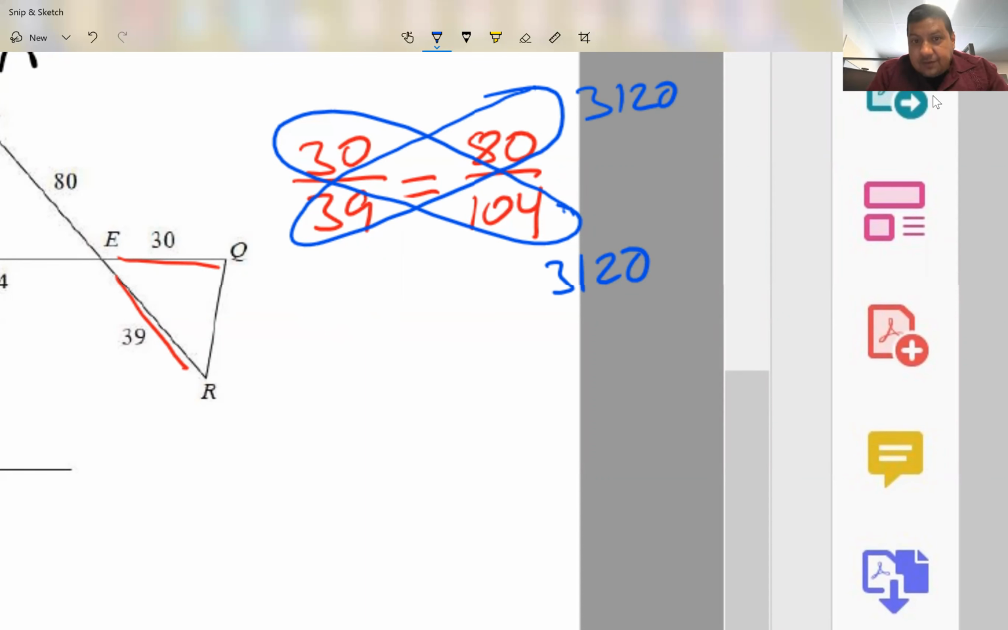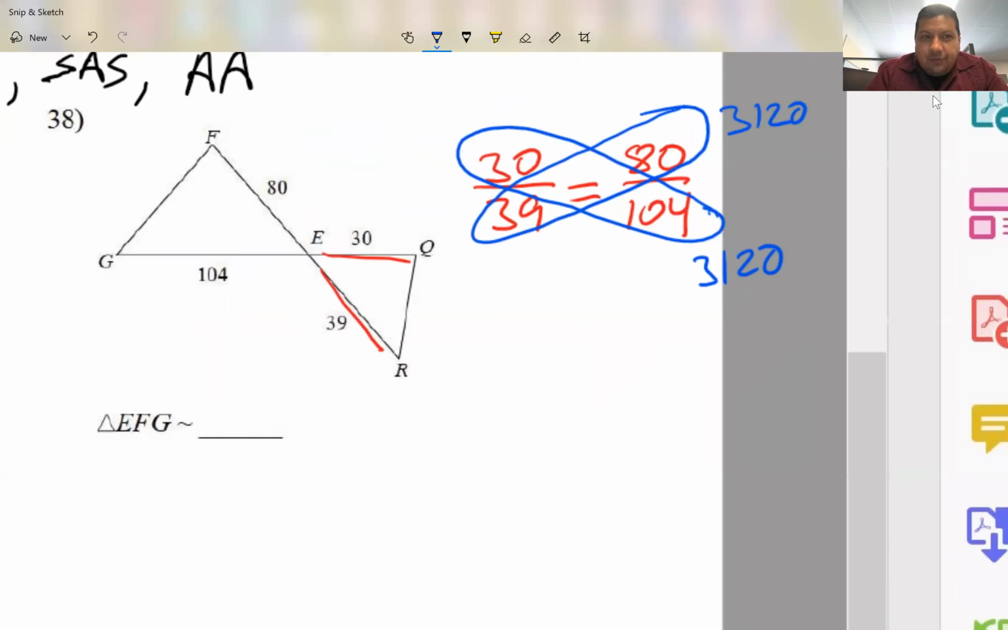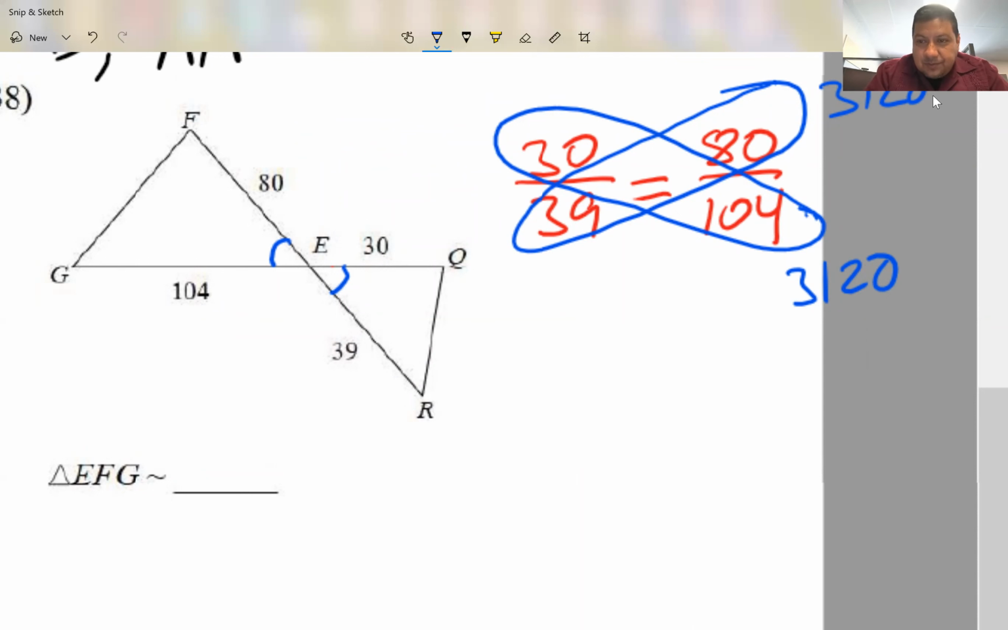So my sides are proportional. So I have two sides. Unfortunately, my rules, I don't have side, right? Side is not enough. But there is one rule I just mentioned a few minutes ago. I'm gonna say this angle is equal to this angle. Vertical angle theorem. Every time there's an X form, opposite angles are equal.